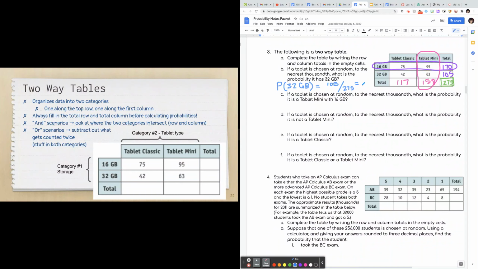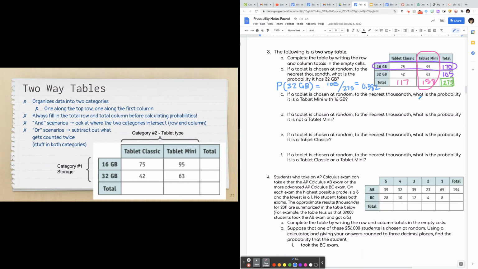The question also says to round to the nearest thousandth. Oh my goodness, I can't speak English today. So what you would do in your calculator is 105 divided by 275, and it's going to give you a decimal. So I got this decimal, 0.382.